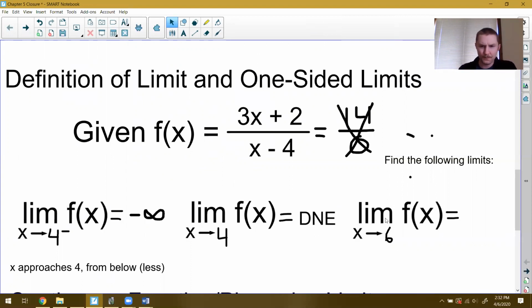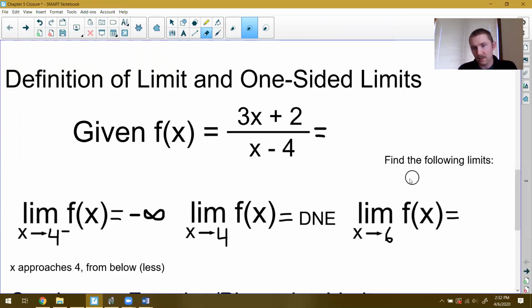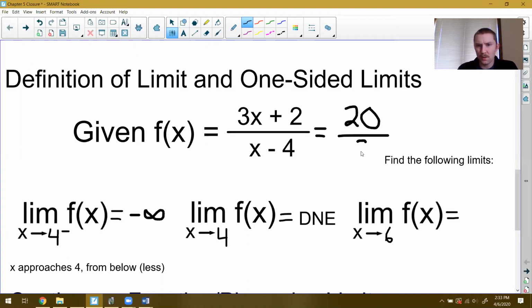All right? The last one here, they're asking me to find the limit of this function as x approaches 6. It's a two-sided limit that I'm asked to find. So first thing I'm going to try when I'm asked to find a two-sided limit again is just plug it in. So let's see what we get if we plug 6 into this function. The top of the fraction, 3 times 6 is 18. 18 plus 2 is 20. So I get 20 over 6 minus 4, which is 2. Does this work out okay?